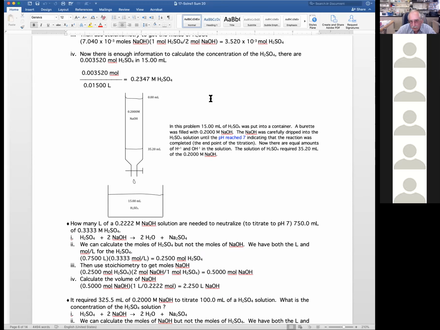So that's where we get the concentration. Here's a picture of what we were doing. We had 15 milliliters of this. We didn't know what the concentration was. We had a burette full of this, and we knew what the concentration was. So we dripped this into here until we get to pH 7, which is neutral pH. And we see that took 35.2 milliliters to do that.